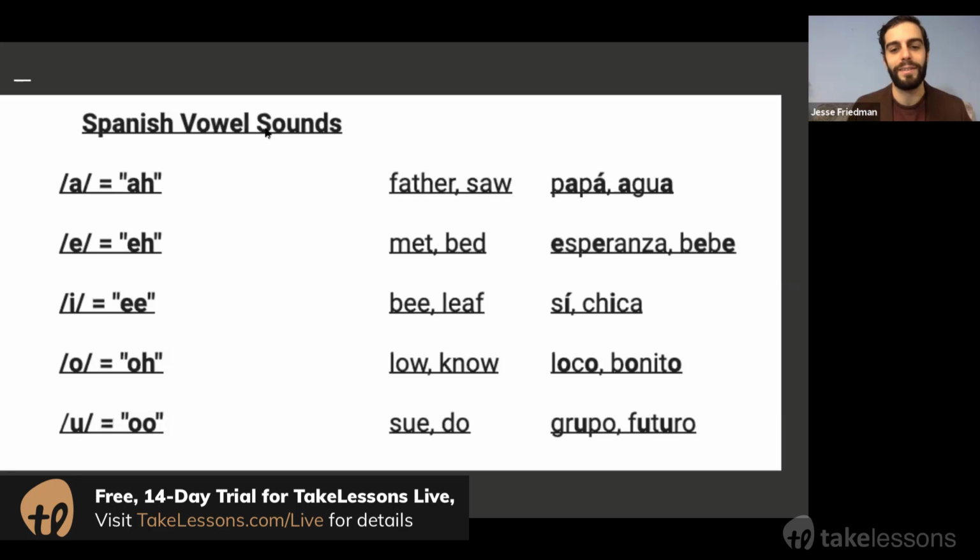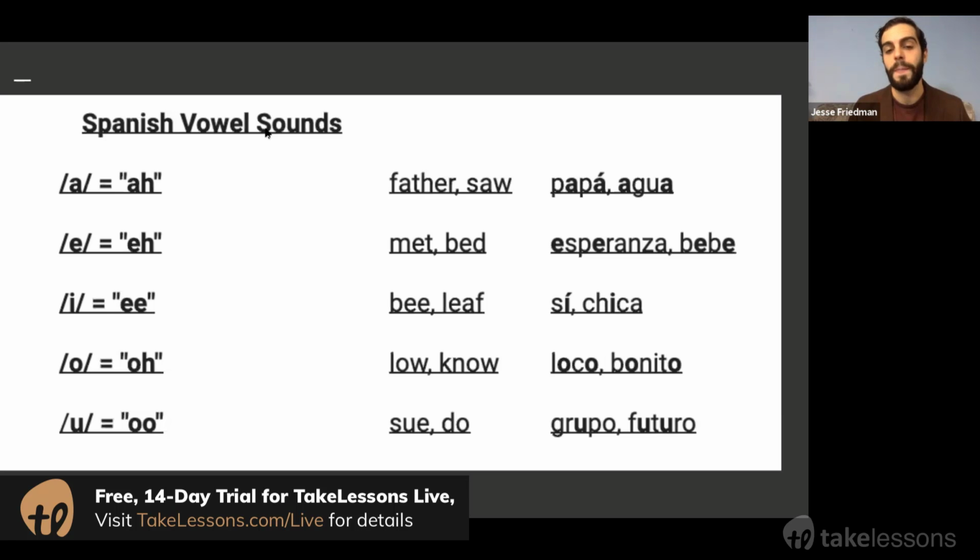Good. Dad. Stefan says dad. That's correct. Papá is dad or father. And water. Dini says water. That's exactly right. Agua is water. Now we have a few different sounds in agua, but notice that it starts with a and it ends with a, right?